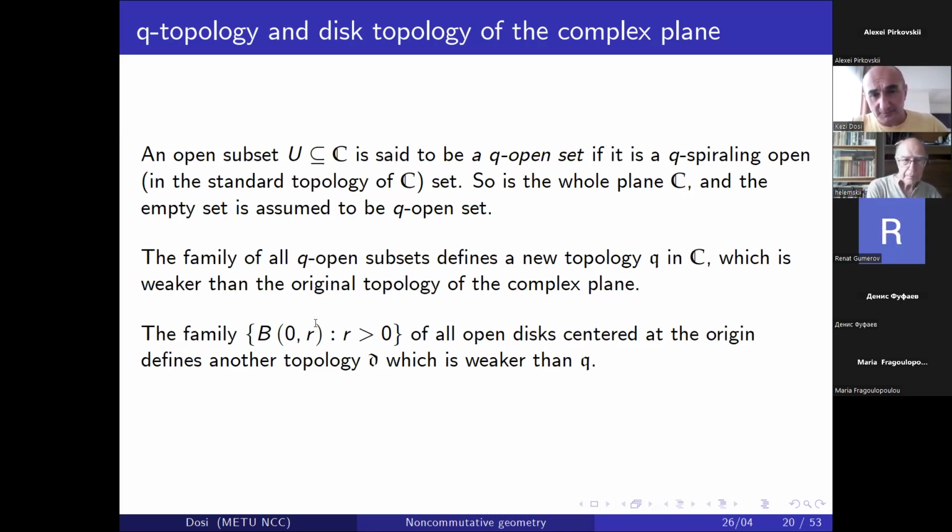Well, you can make it a bit weaker. For example, you can just focus on open disks centered at 0. Again, if you pick them up, it also generates a new topology. So, the disk topology. This topology is weaker than the q-topology, because every disk centered at 0 is a q-spiraling set. So we have two topologies, q and D. Both are weaker than the standard topology, and D is weaker than q.